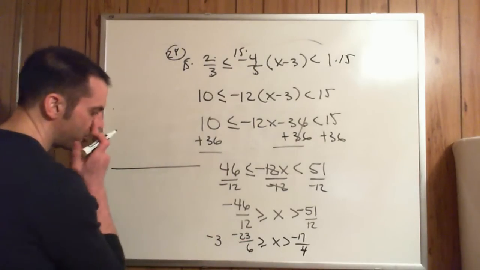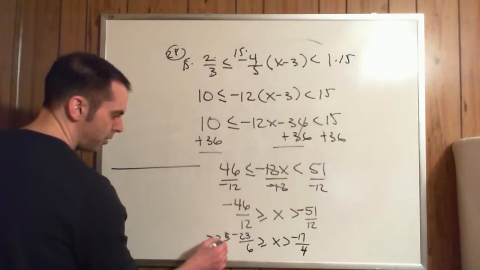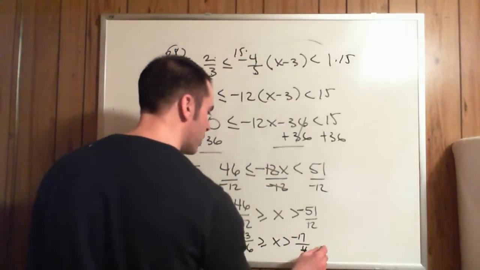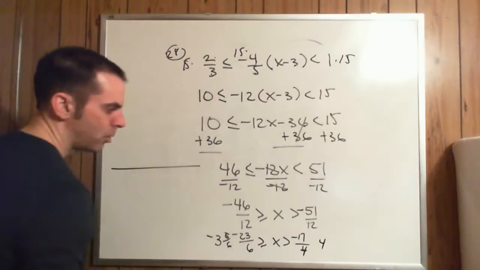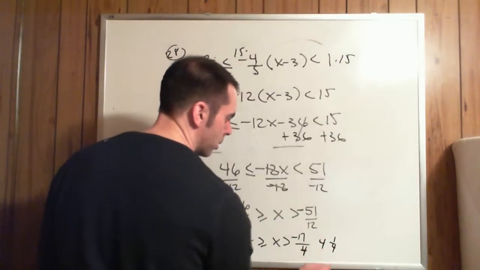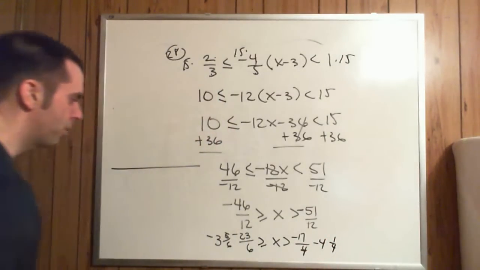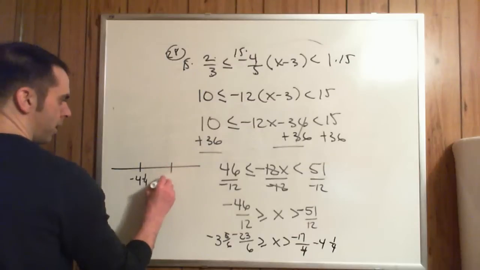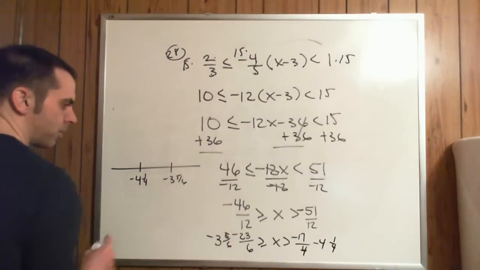6 goes into 23 3 times, that's 18. 5's left over. 4 goes into 17 4 times, and 1's left over. So that'd be negative 4 and 1/4. So then in arranging this, we have negative 4 and 1/4, and negative 3 and 5/6.